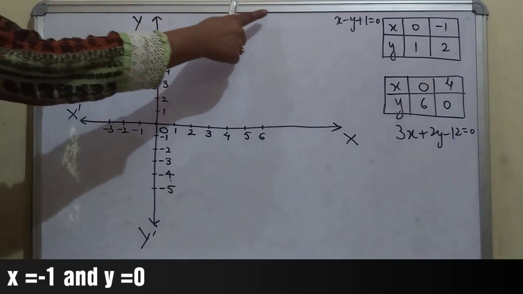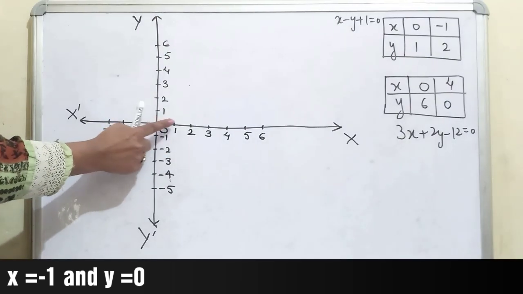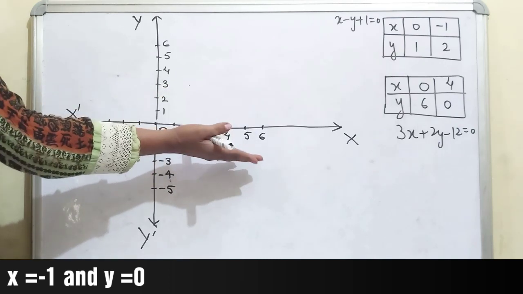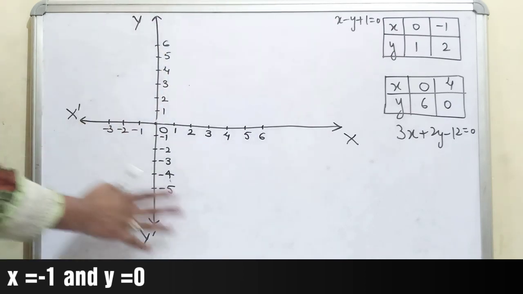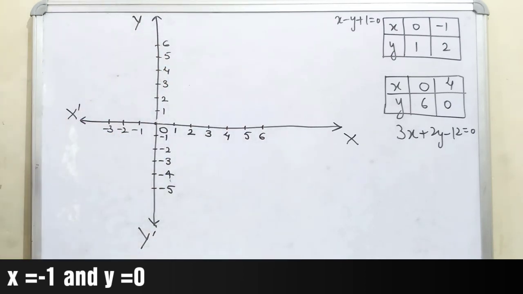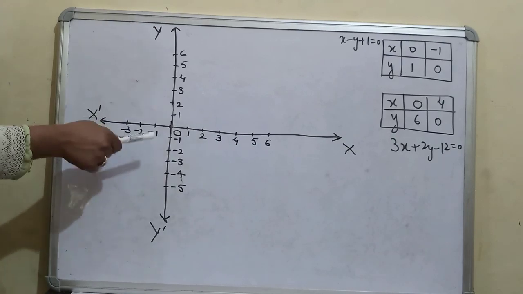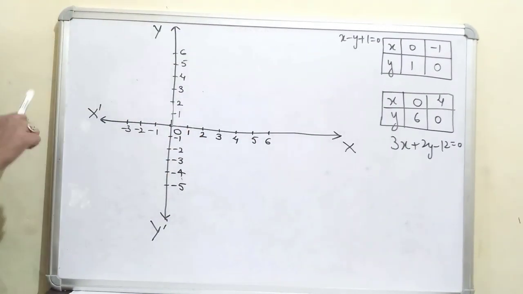Okay, write the scale also. 1 unit is equal to 10 small divisions on the x-axis as well as on the y-axis. So these are a few important points you have to take care of while plotting the graph. Now I'm plotting the line. So now we are ready with the equations and the tables too.